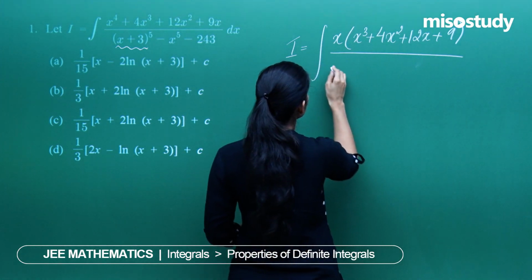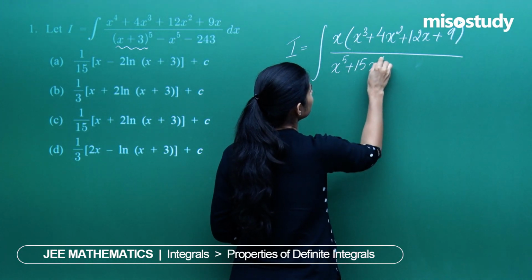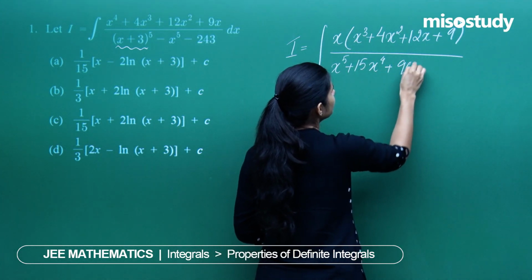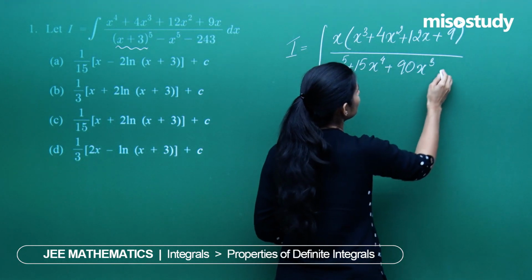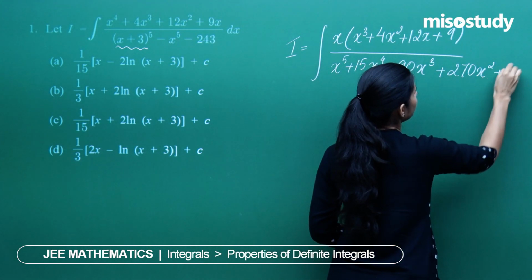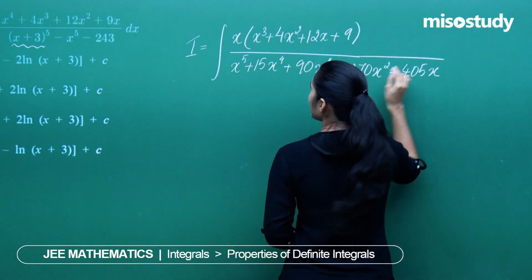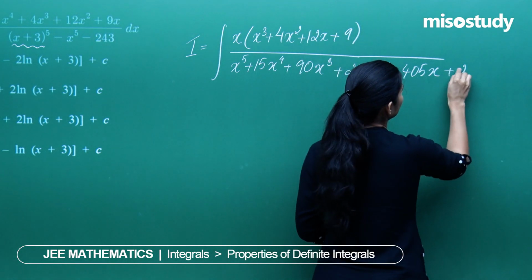Binomial expansion, you know, this comes out to be x to the power 5 plus 15x to the power 4 plus 90x cube plus 270x square plus 405x, and then you have plus 243.